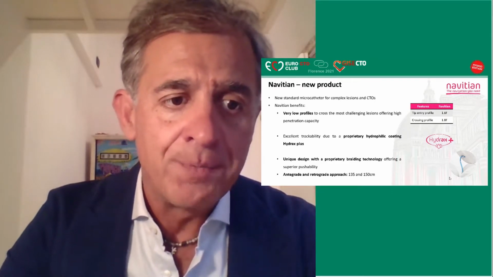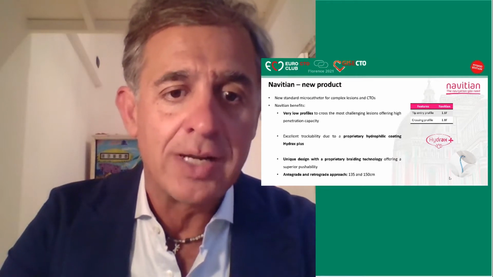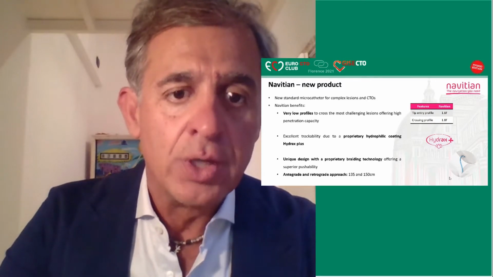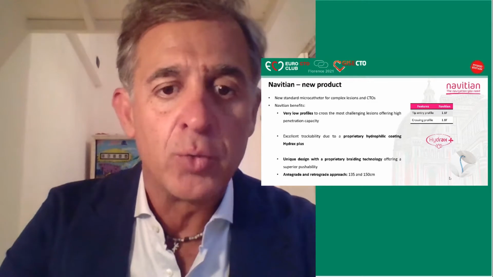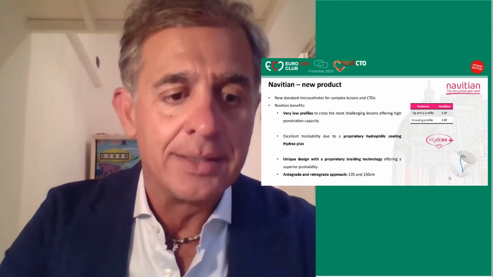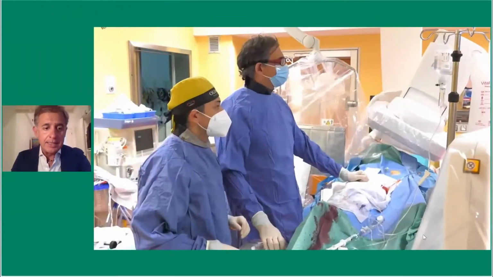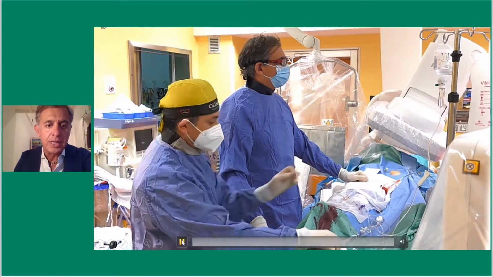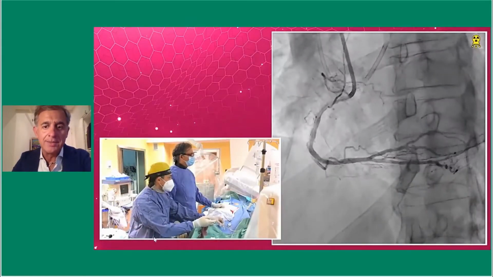It also has a good hydrophilic coating that can help with trackability, and it is a braided microcatheter, so we cannot spin it too much. We can have some small rotation, but not spinning. And we have two different lengths, as I told you before. Then we can start with the presentation of the recording of the case that I performed with my colleague at the Maria Pia Hospital this year.